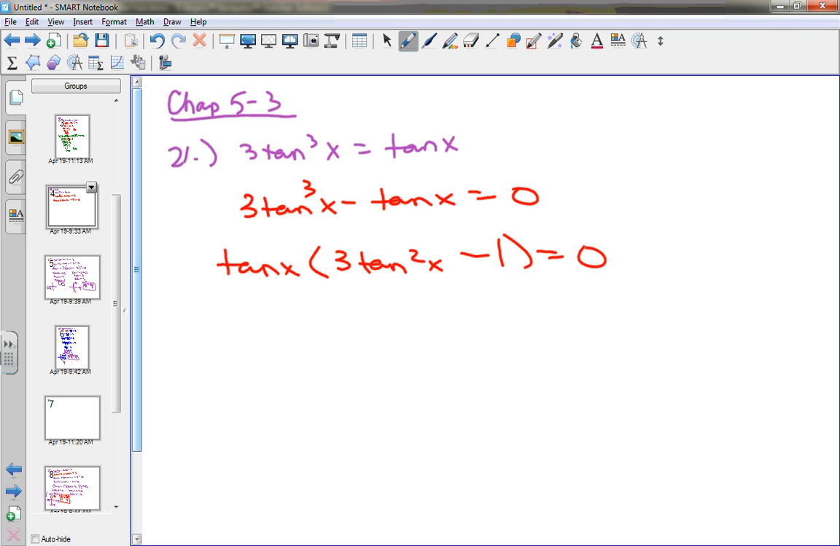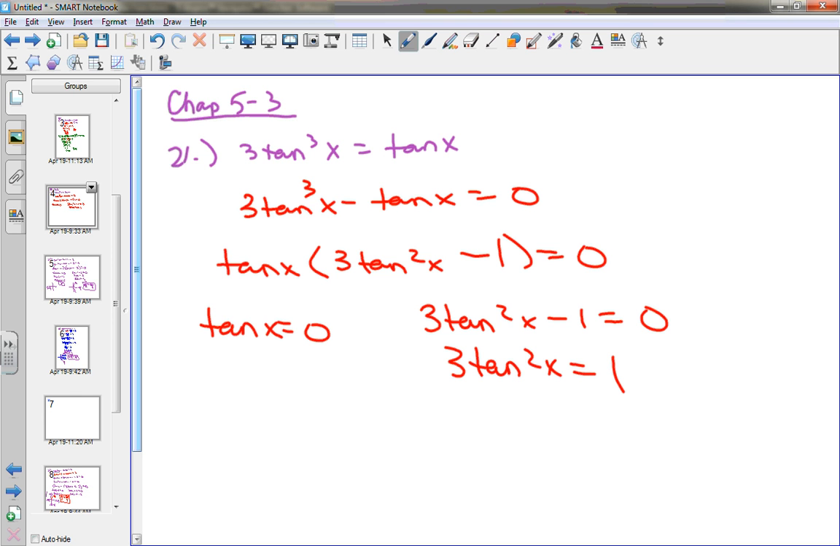Now I set each, the GCF and the parenthesis, equal to 0. My GCF is my tangent of x is equal to 0. And then I have 3 tan squared of x minus 1 is equal to 0. Why does the 3 turn into a 2? Because I'm pulling out a tangent, and 3 tangent cubed of x divided by a tangent gives me 3 tangent squared of x. Do you understand that? Okay, so now over here I'm going to have 3 tangent squared of x is equal to 1, so the tan squared of x is equal to 1/3.